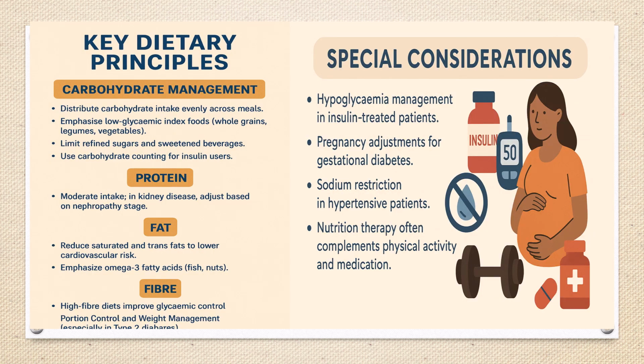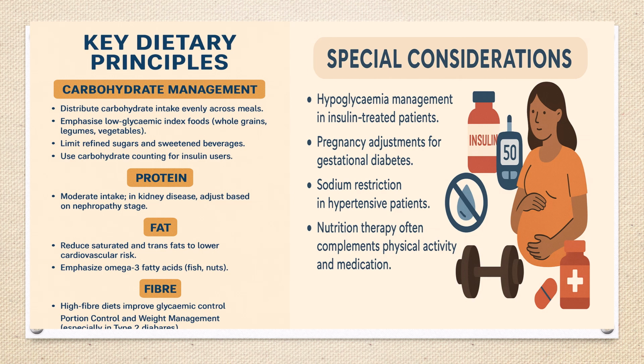The dietary principles for the management of diabetes mellitus. We have carbohydrate management. Of course, we will not restrict the consumption of carbohydrates in patients with diabetes. Rather, we will distribute carbohydrate intake evenly across the meals. We will emphasize low glycemic index foods, which can be gotten from food sources like whole grains, legumes, and vegetables. We will limit refined sugars as well as sweetened beverages. We also make use of carbohydrate counting, especially for patients who are using insulin.